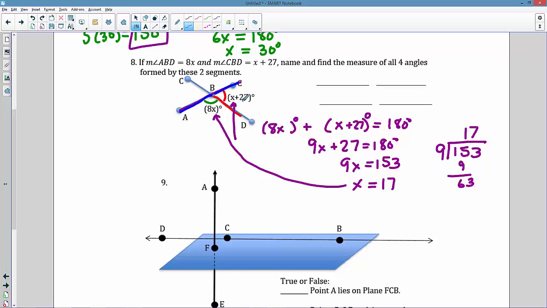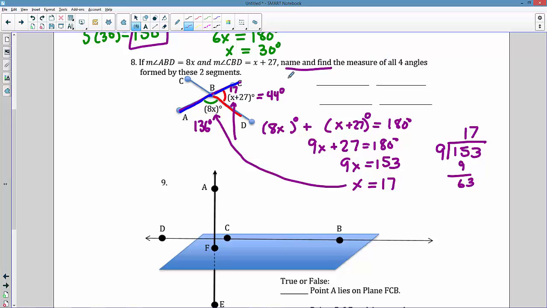This one's a little easier, 27. So 17 plus 27, right? So 17 plus 27 equals 44 degrees. And we know the other one is supplementary, so that's easy. So it's going to be 136 degrees, okay? So here, this is very important. Name and find the measures of all four angles.